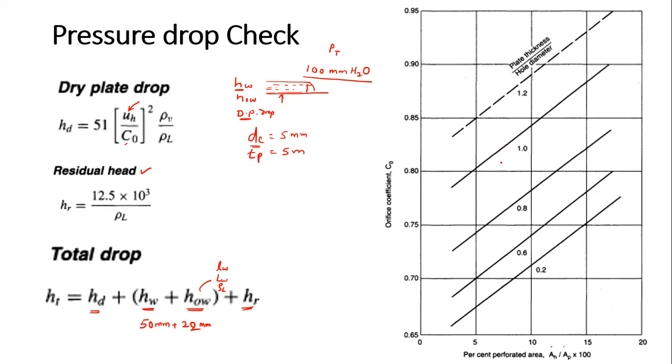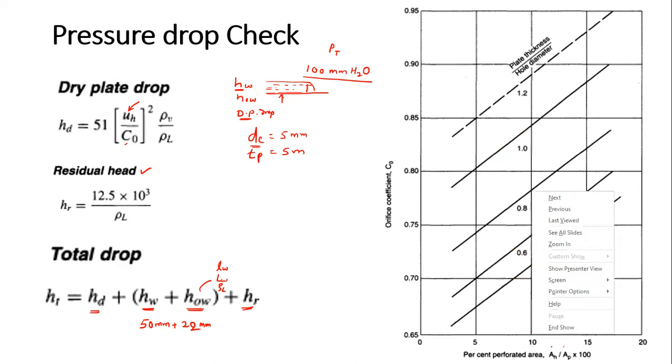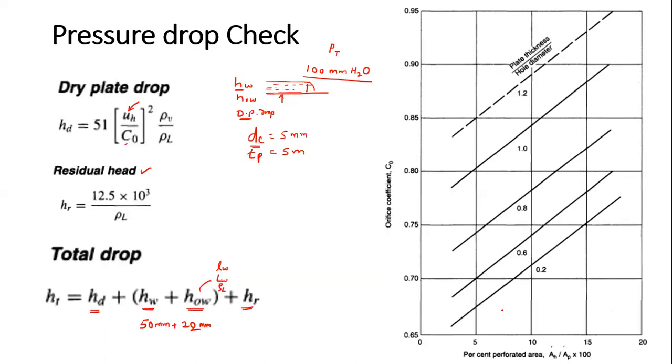So AH by AP, hole area to active area, is 10%. You just go up from here until it meets the line of plate thickness to hole diameter equal to 1. Go to the left-hand side, and you will get CO. So here CO comes to be around 0.83.